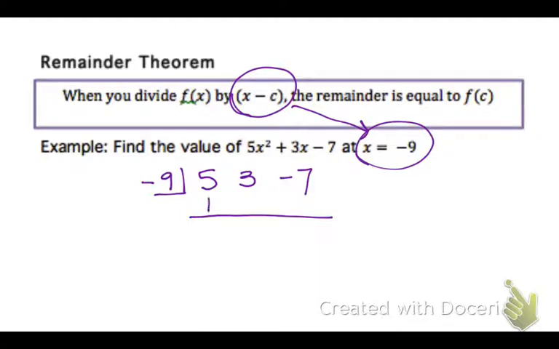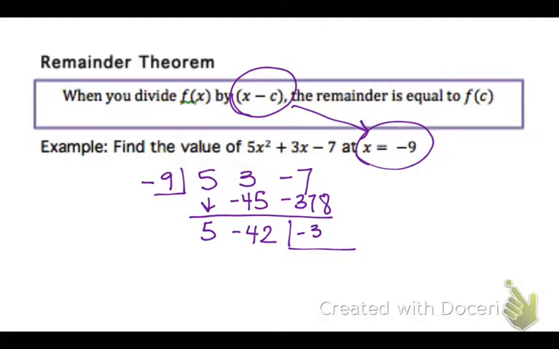We're going to bring down the number in the first column. That's our 5. Then we multiply the negative 9 and the 5 to give us negative 45. That goes underneath the 3 in the second column. Then we're combining that middle column, so that's going to give us negative 42. Again, I multiply the negative 9 by the negative 42. That's going to give us negative 378. Then I'll add that last column. So I'm going to get negative 385. This, when we divide, is the remainder.